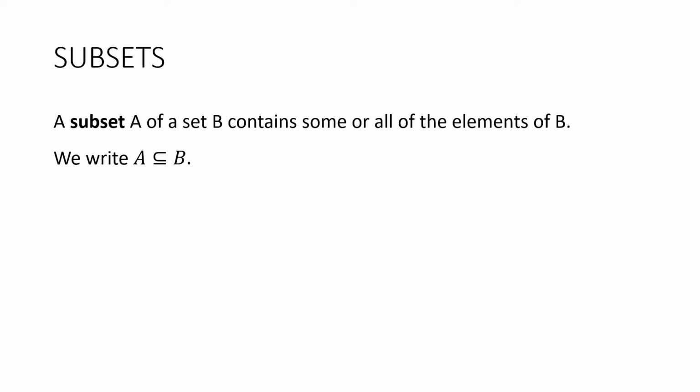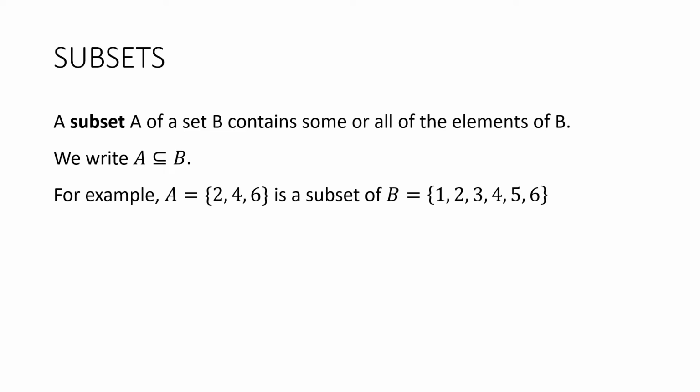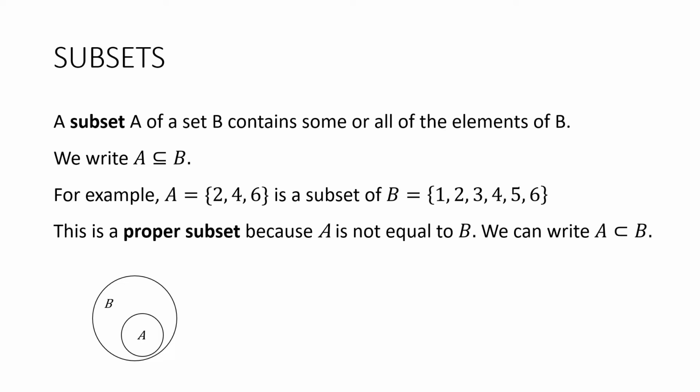A subset A of a set B contains some or all of the elements of B. And this is what we write. A is a subset of B. Now for example, if A is equal to the numbers 2, 4, 6, and B is the set 1, 2, 3, 4, 5, 6, then you can see that A is a subset of B. And furthermore, it is a proper subset because it's not equal to. So we can actually write it like this instead of putting the equal sign. And this is what it will look like. We have set B, and inside that we have set A.